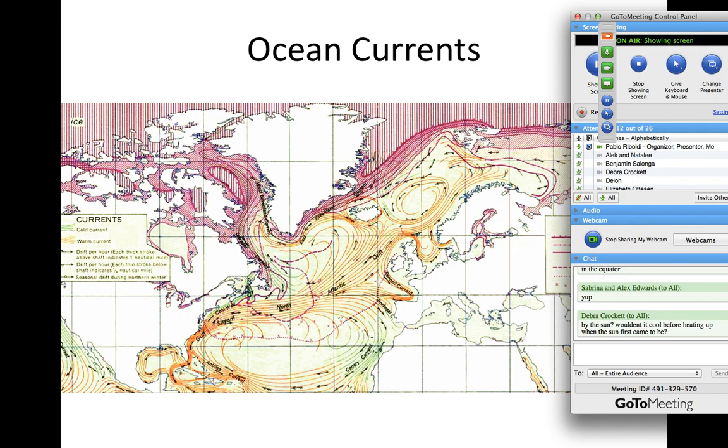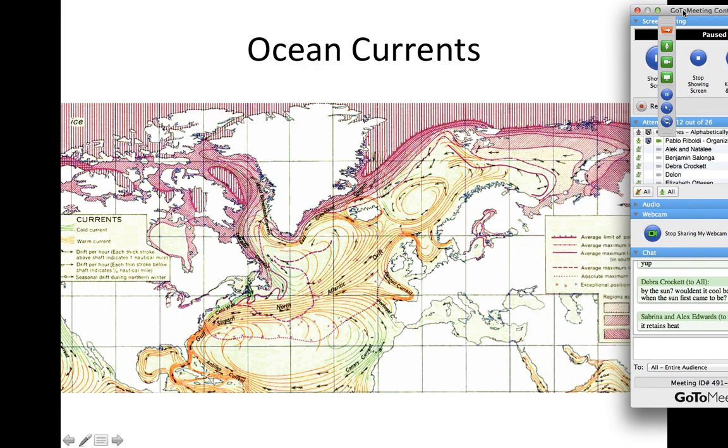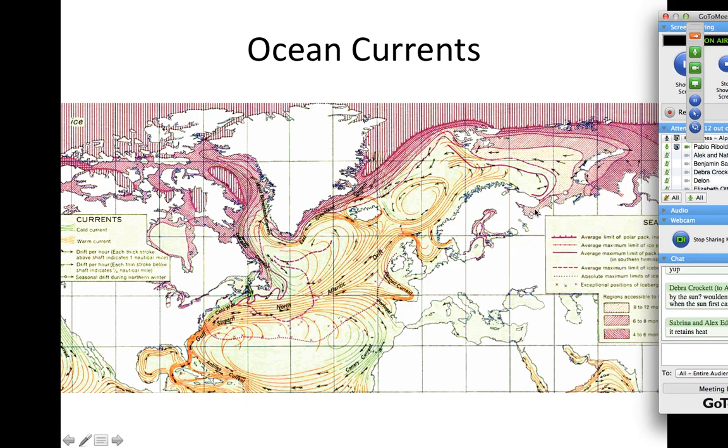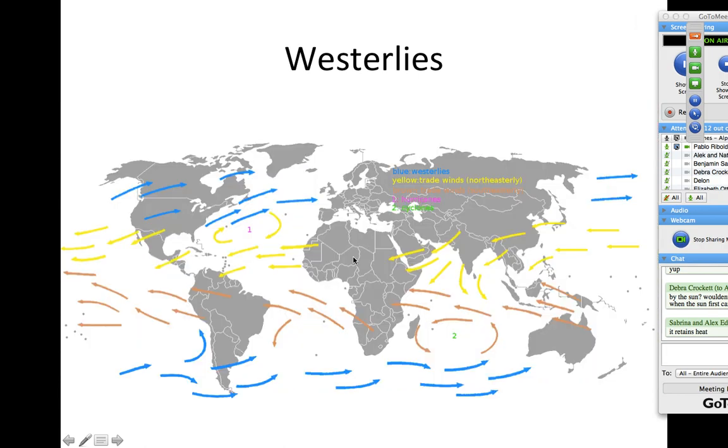Wouldn't it be cool before heating up, when the sun first came to be? I don't know which one came first. Apparently there's reason to believe that the sun started the process of burning up and generating heat before the earth was actually formed. And yes, the water retains heat quite a bit, so it is a slow process of losing heat in the water. Here we are talking about the ocean, so it's massive amounts of water.